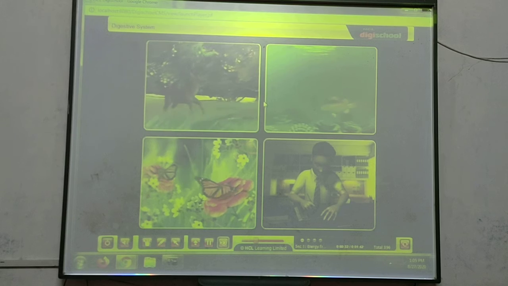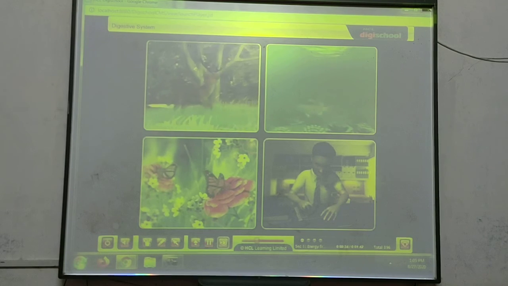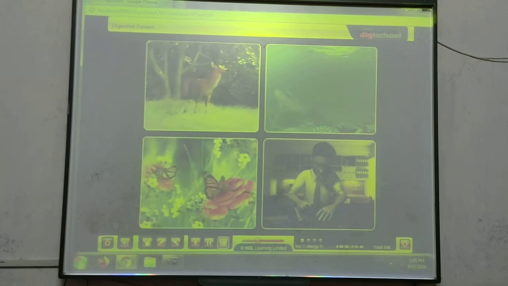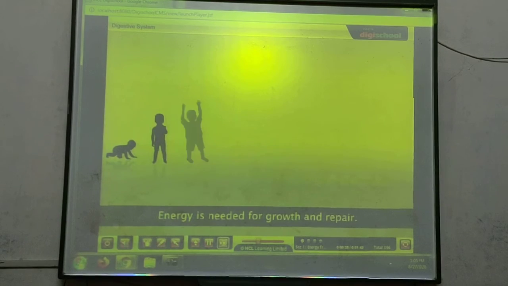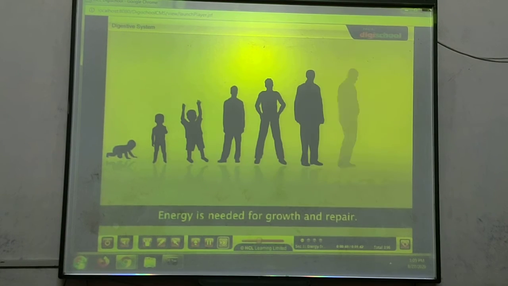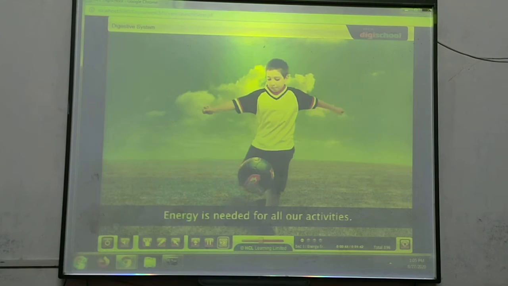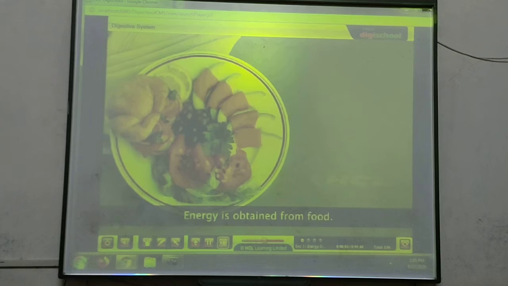Energy is vital for all the body parts to work properly. Energy is needed for growth and repair. In fact, energy is needed for all our activities. Where does the energy come from? We obtain energy from food.